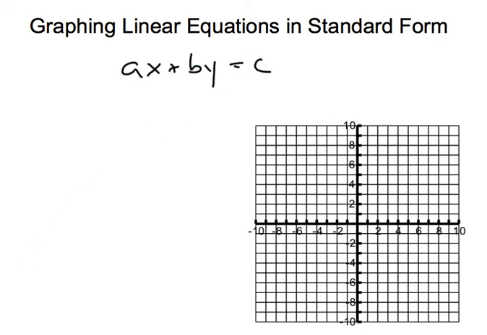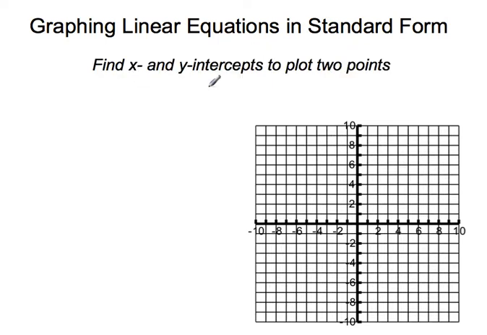Alright, well here is the idea. You're going to find the x and the y intercepts and then plot those 2 points. After you have those 2 points, you then have enough information to draw a line through those 2 points. How do you find the x and y intercepts?